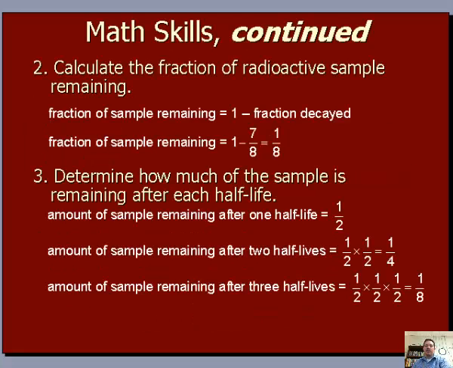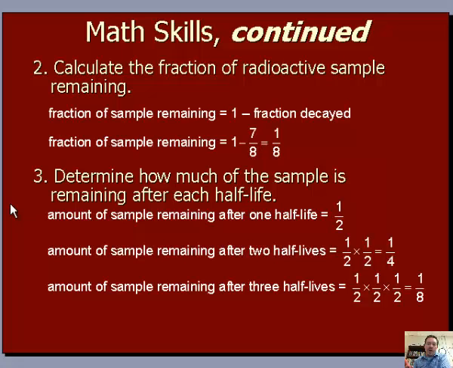So we're going to calculate the fraction of radioactive sample remaining first, and we just assume that we had 1, or 100%, at the beginning, and it decayed 7/8. So what's remaining? 1 minus 7/8, or 8/8 minus 7/8, gives us 1/8 that is remaining from the sample. Remember that we can convert 1 into whatever fraction we want. We want the denominator to be 8, so we have 8 over 8, and that's going to be 1, to give us 1/8.